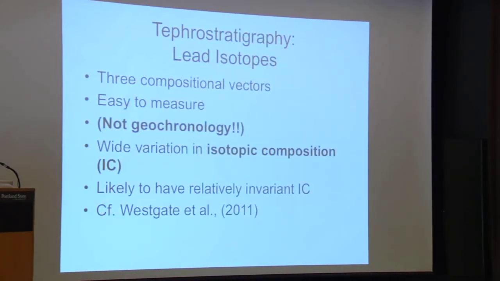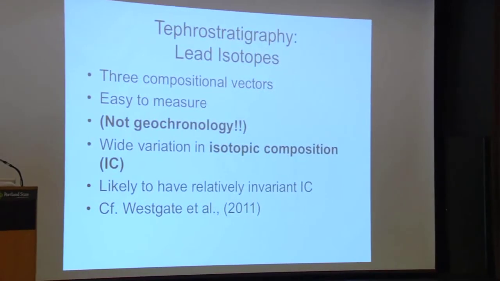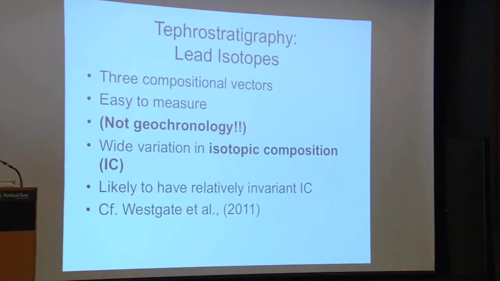Now, lead isotopes might be able to get around some of those problems. For one thing, compared to other conventional radiogenic isotopes, which tend to only have one radiogenic isotope to measure, lead isotopes have three distinct compositional vectors. They've got four isotopes, three of them are radiogenic. They're relatively easy to measure.